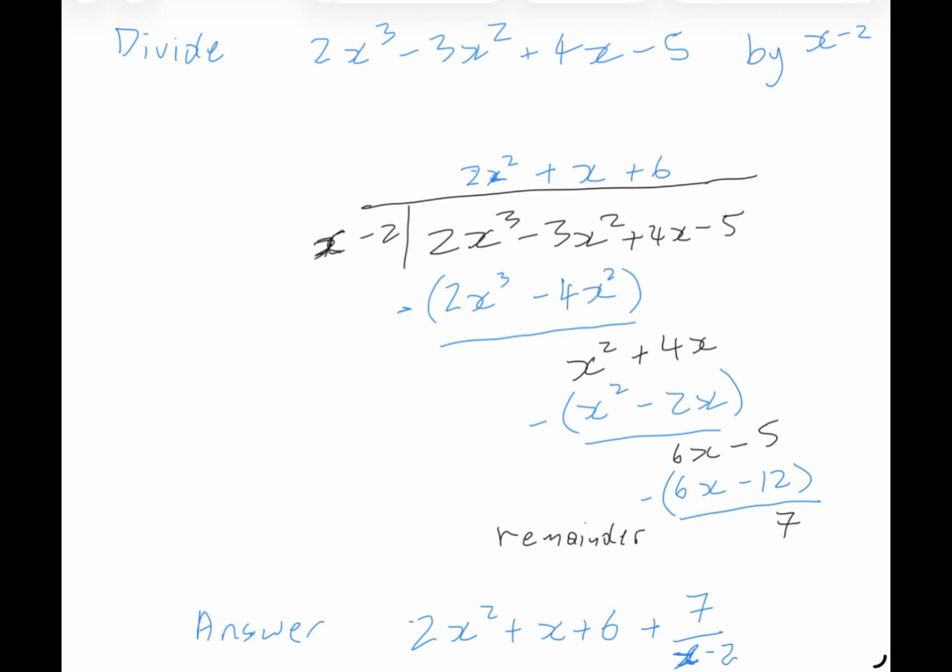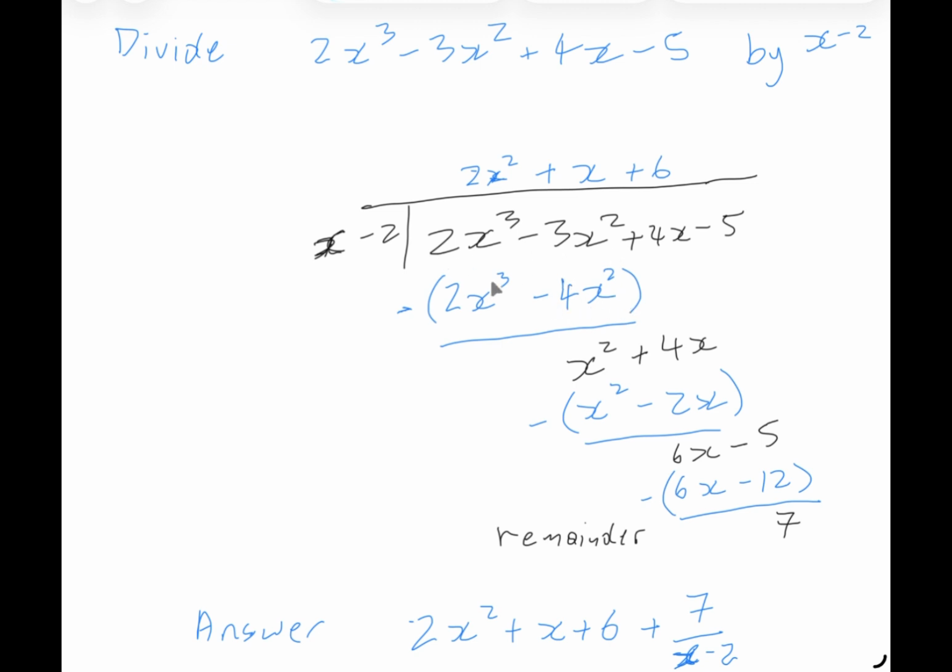Another example. Divide 2x cubed minus 3x squared plus 4x minus 5 by x minus 2. So then we lay down our 2x cubed minus 3x squared plus 4x minus 5 in the house, and the divisor x minus 2 right outside. We're going to divide the x into the 2x cubed. That gives you 2x squared. Remember, you have to multiply: 2x squared by the x gives you 2x cubed, and by the minus 2 gives you minus 4x squared.